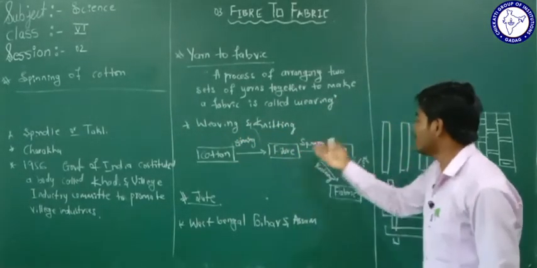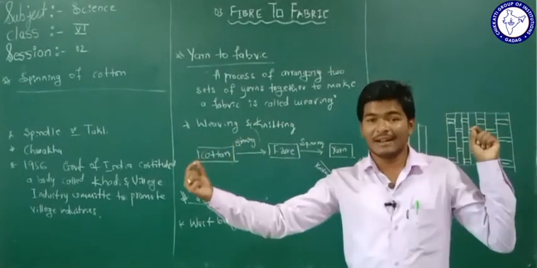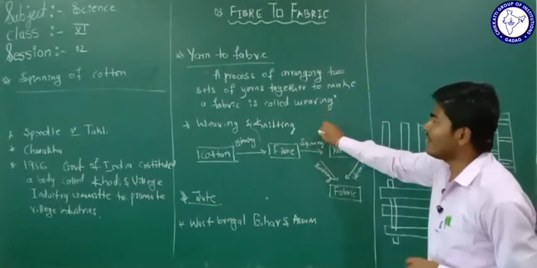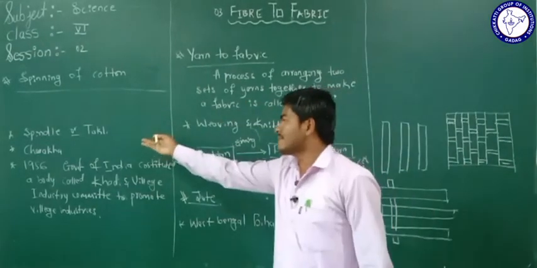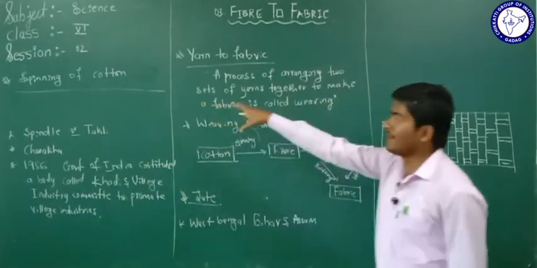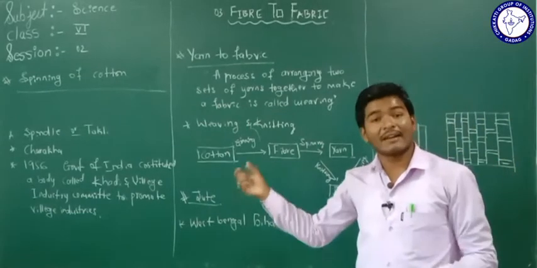Next, the fiber is converted into yarn, a thread-like structure, by the process called spinning. In spinning, what do we use here? A spindle or a charaka. But nowadays, the spinning of cotton is done by a number of electrical equipments.